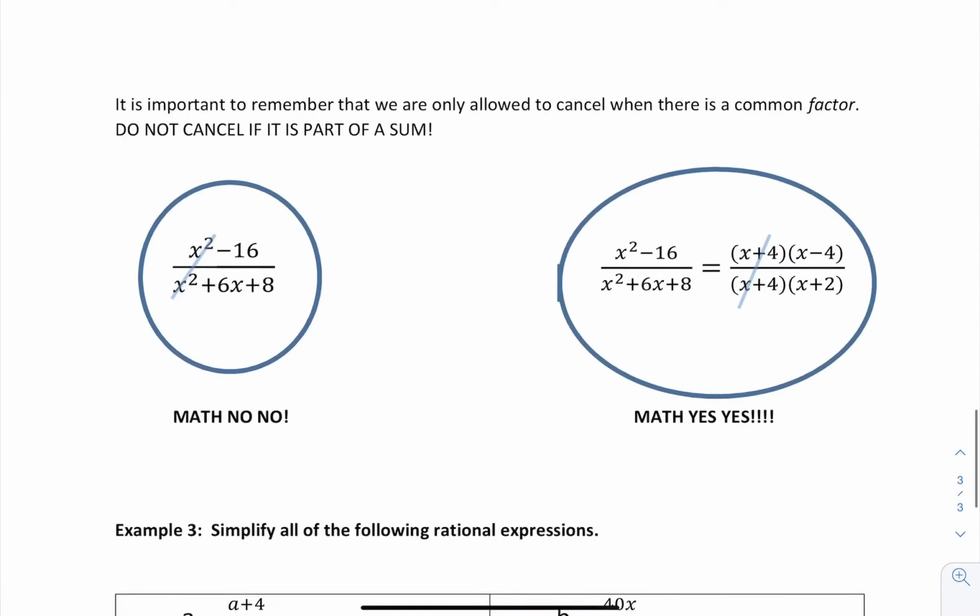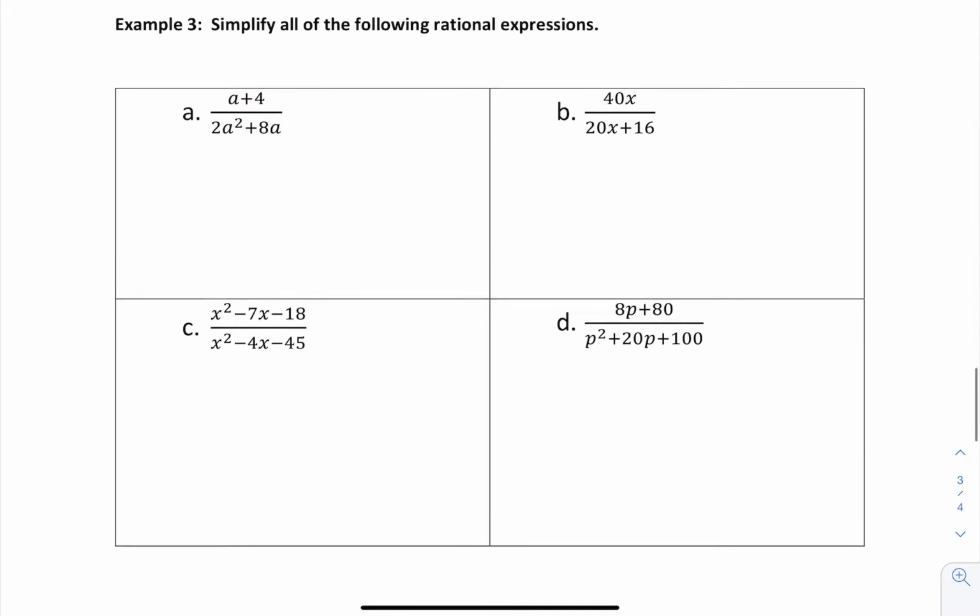Now, it's important to remember that we are only allowed to cancel when there is a common factor. We can't cancel if it's part of a sum. So even though we have an x squared and an x squared, we can't cancel these because it's part of a sum or a subtraction. What we can do, since this is multiplication in between, anytime we have multiplication, we can cancel these two and then simplify.